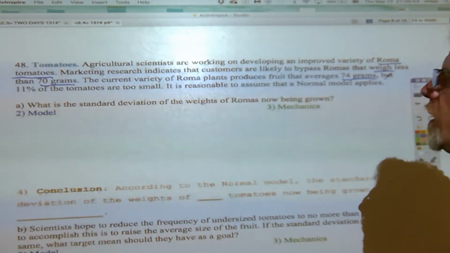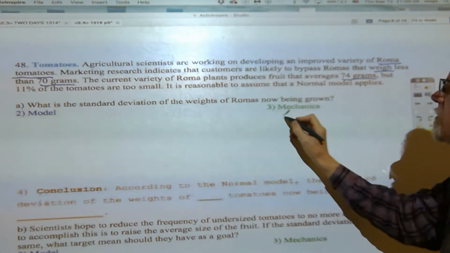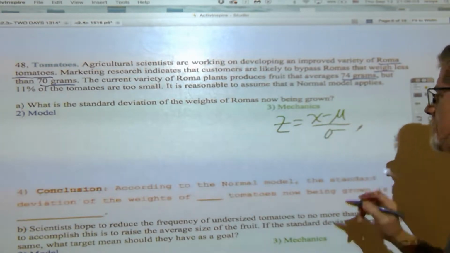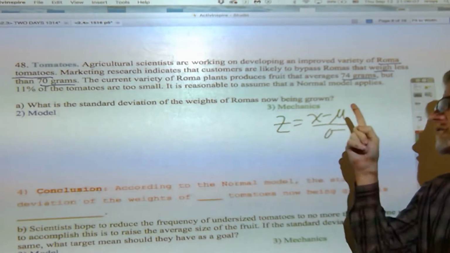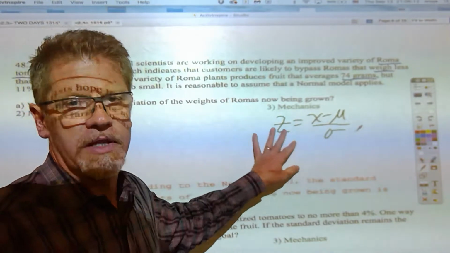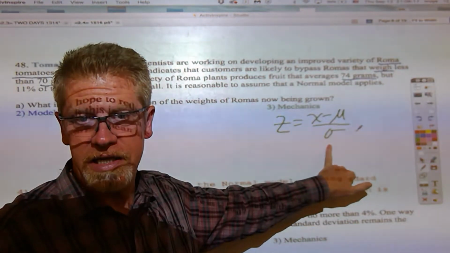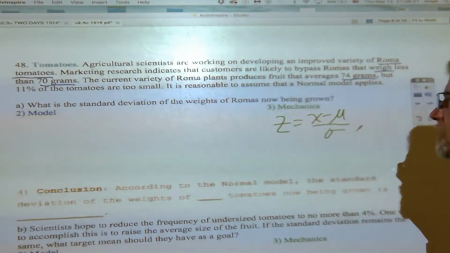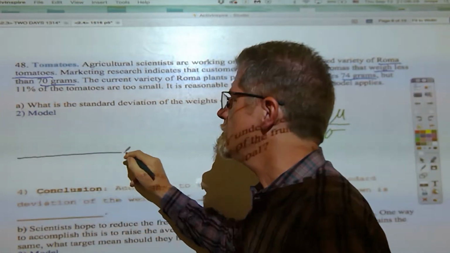So, what is the standard deviation of the weights of Romas now being grown? When we've used our mechanics formula, z equals x minus mu over sigma, sometimes we've solved for z. In the previous lesson, we solved for x. This is the first time that we're going to use the mechanics formula for z to solve for sigma. It's a new algebraic task that lies before us. So, in order to wrap our minds around it, let's draw the bell curve.